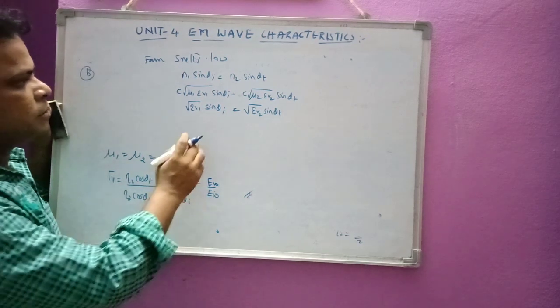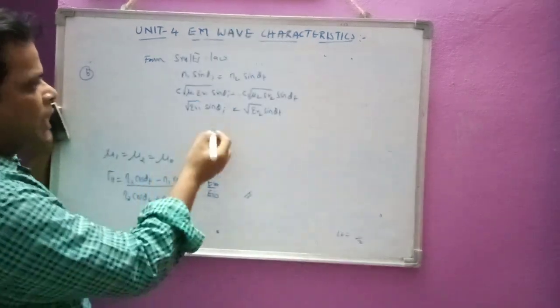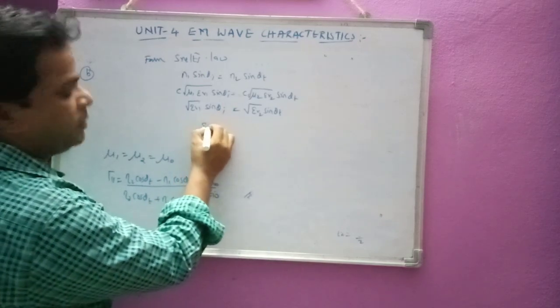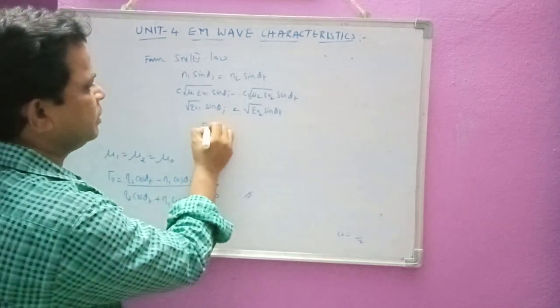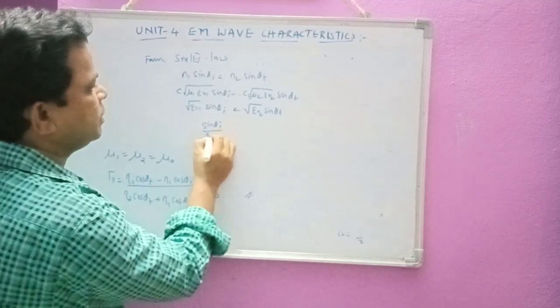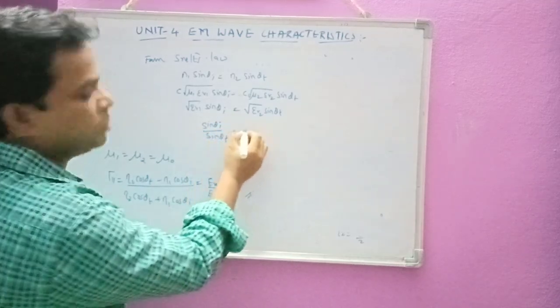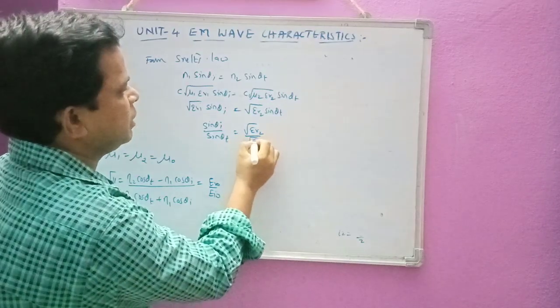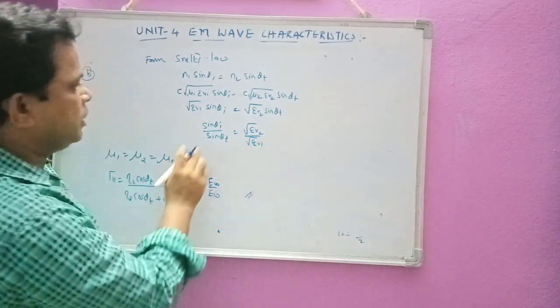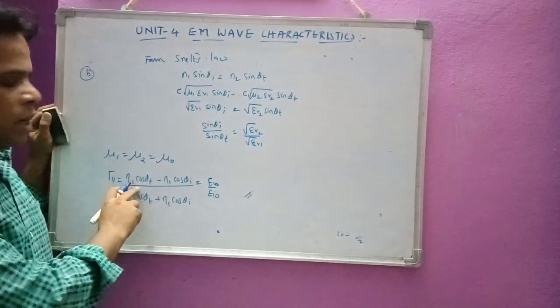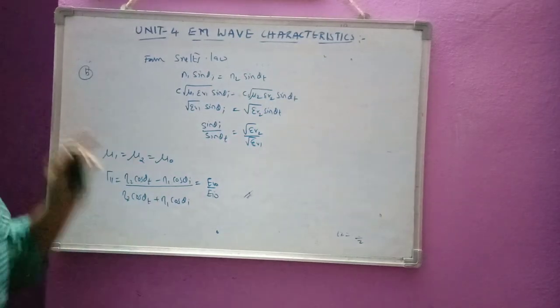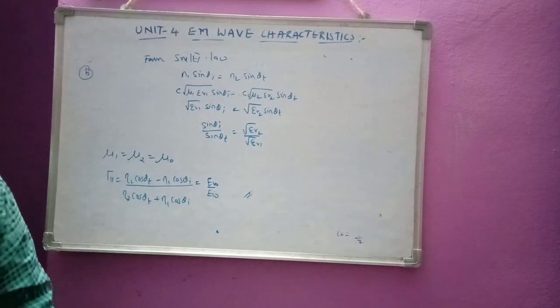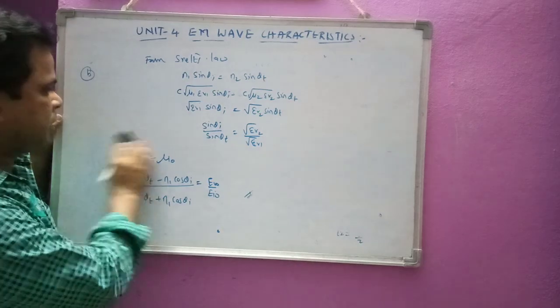Okay, now I am going to use this one. Sin theta I by sin theta t will be equivalent to square root of epsilon r2 by epsilon r1, I can say. Okay. Now I want to modify this equation here. Let us see what happens. So I will erase this one.